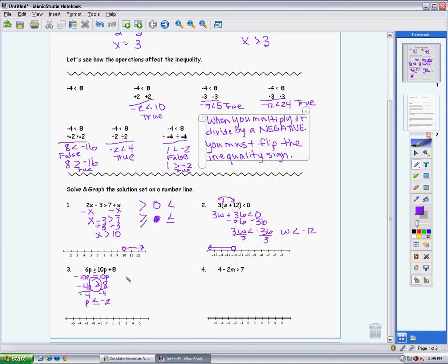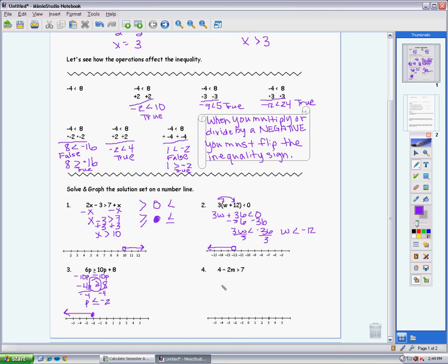Okay, remember whenever you multiply or divide by a negative number, you've got to flip that inequality sign. Well, this time my sign is less than or equal to, so that means I'm going to have a solid dot, and p is less than or equal to negative 2, so that means everything to the left of negative 2 is going to be a solution.